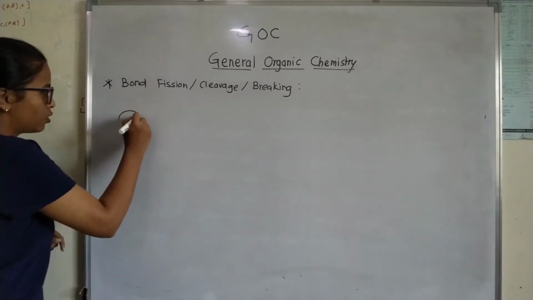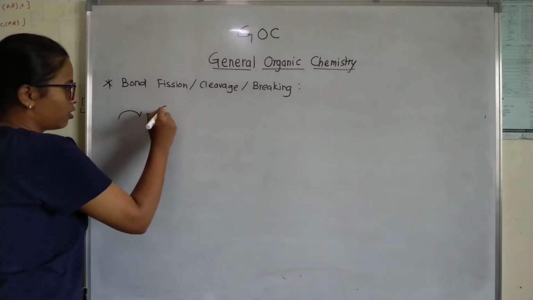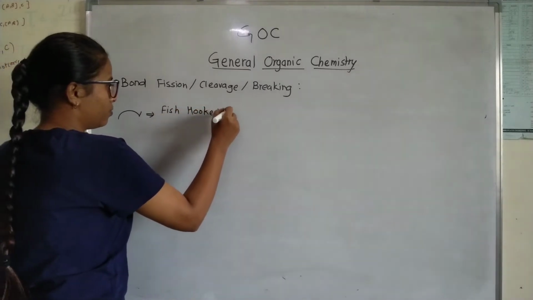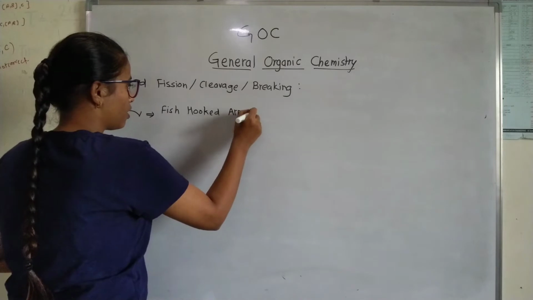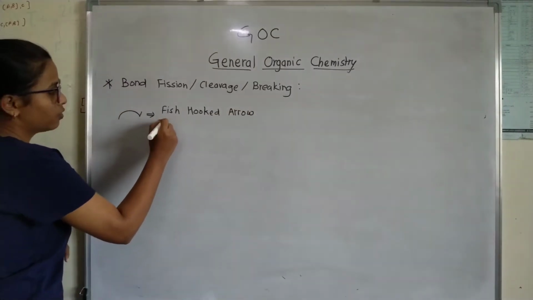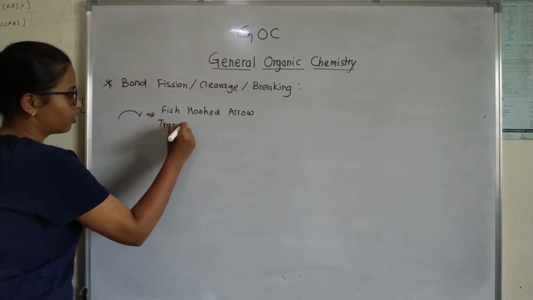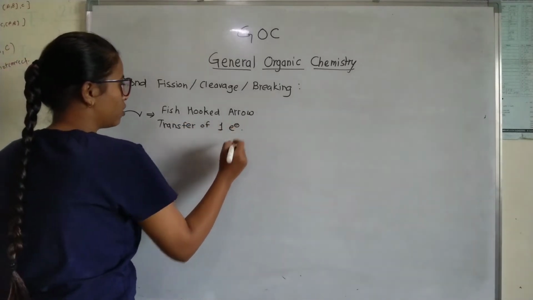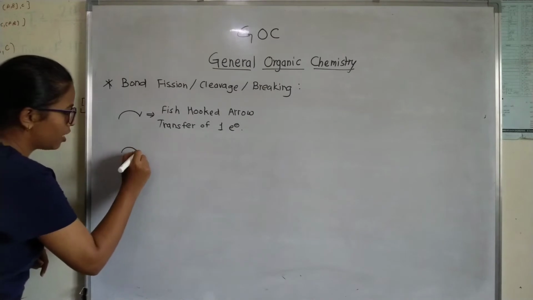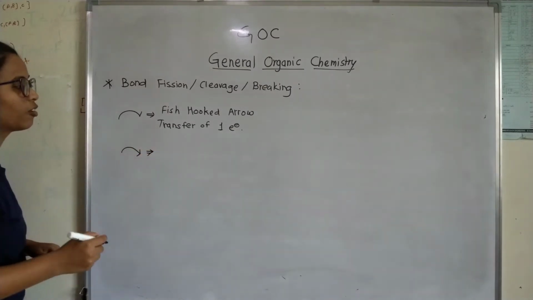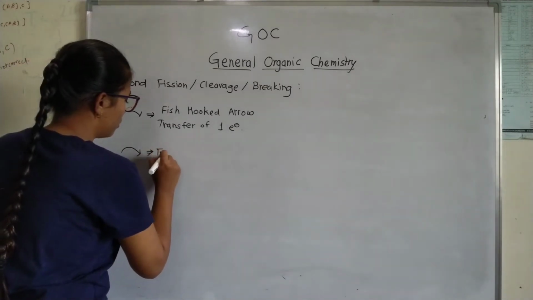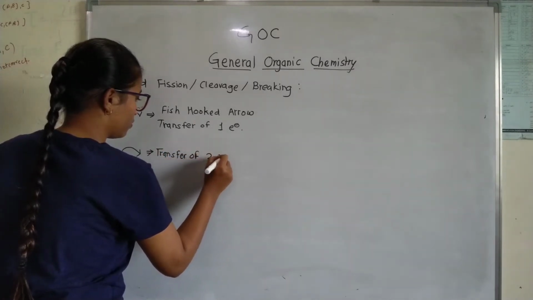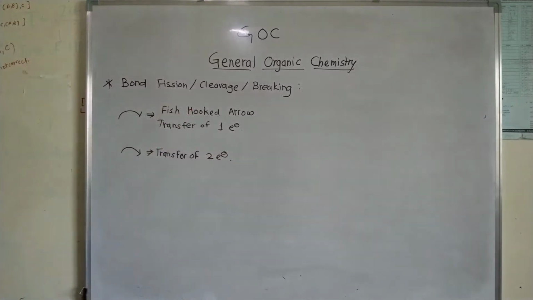This is the fish-hook arrow. It indicates the transfer of one electron. And this arrow indicates the transfer of two electrons. So please note that.